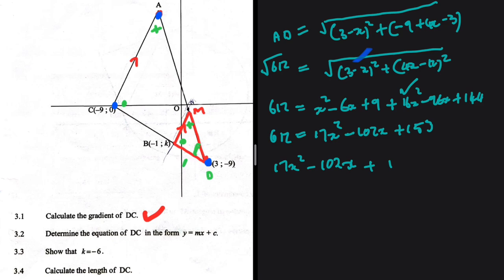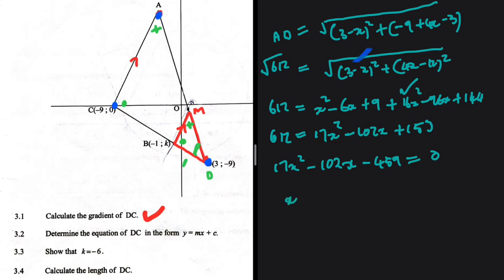Clearly, I underestimated the problem. So we have 553 minus 612, which is minus 459, being equal to 0. So let me see if I can divide all these terms by 17. 459 divided by 17. Yeah, 17 is a factor of all these terms.